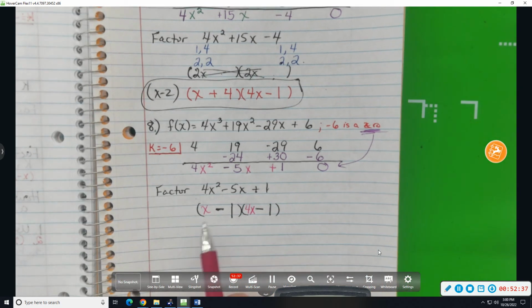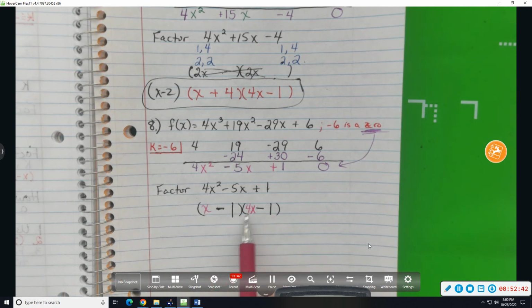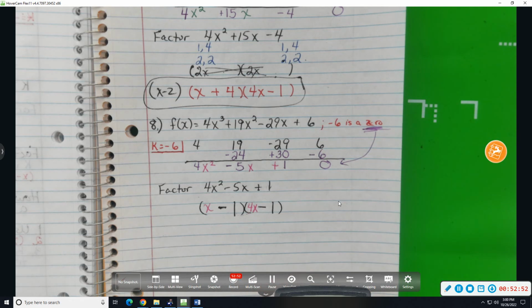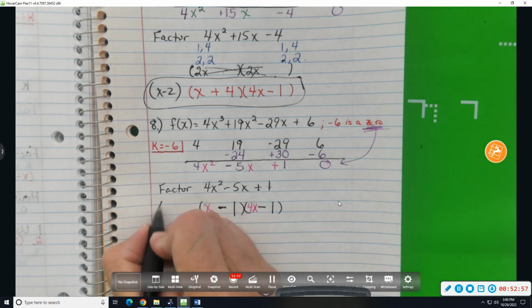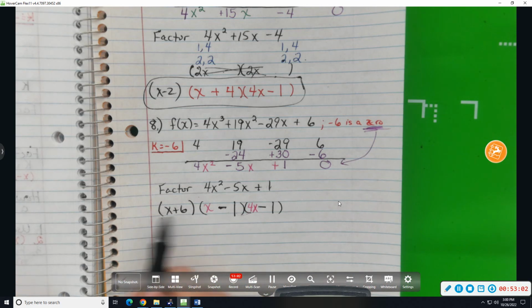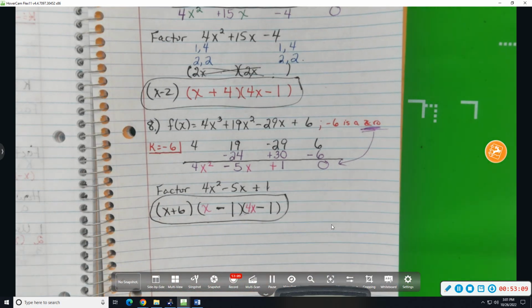Now if we FOIL that out, we'd have 4x squared, then a minus 1x and a minus 4x. The outer and inner give me the minus 5x. Then negative 1 times negative 1, when we multiply the last 2 terms, that's a positive 1. So the thing that, here are the 3 sets of parentheses. I'm going to go ahead and write down the x plus 6 that Tim had already typed in. Any questions here before I switch over and type this in?